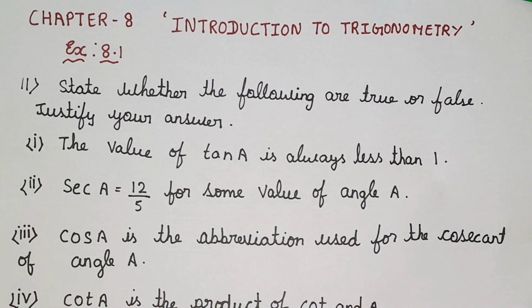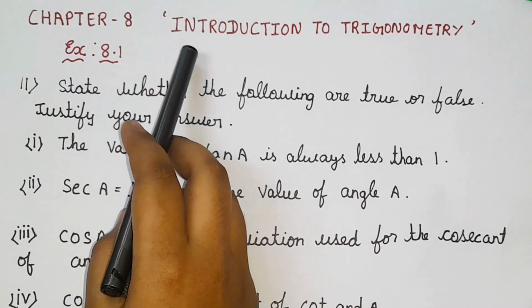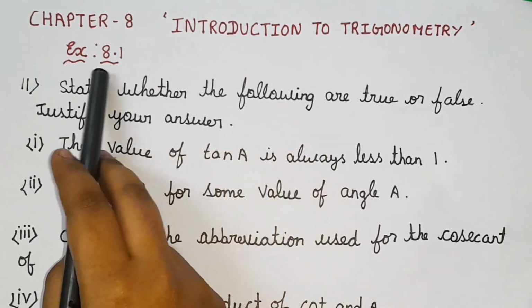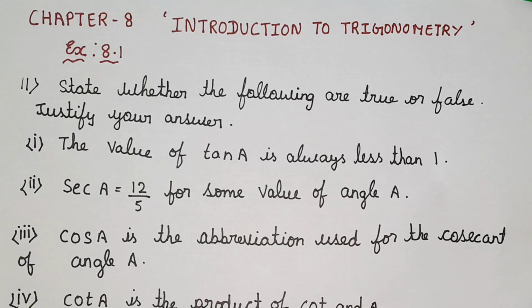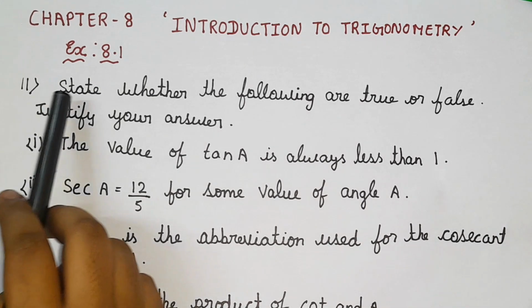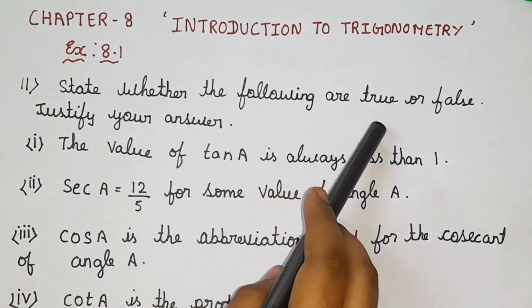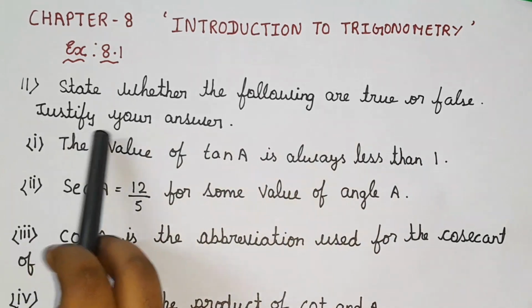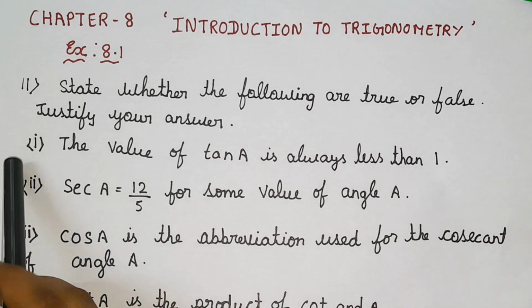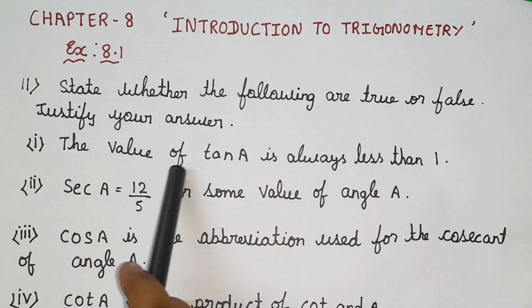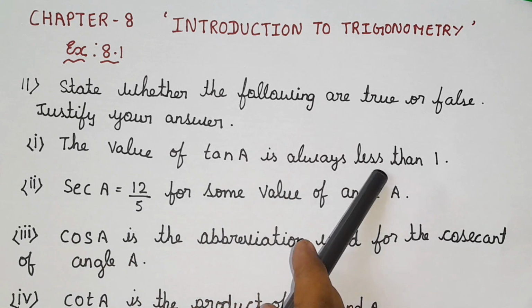Today we are going to be learning Chapter 8 Introduction to Trigonometry, Exercise 8.1, 11th question and 5 subdivisions. Okay, so now let's read the question. State whether the following are true or false. Justify your answer. Perfect. So here we have 5 subdivisions. We are supposed to state whether they are true, otherwise false. So the first subdivision is: the value of tan A is always less than 1.